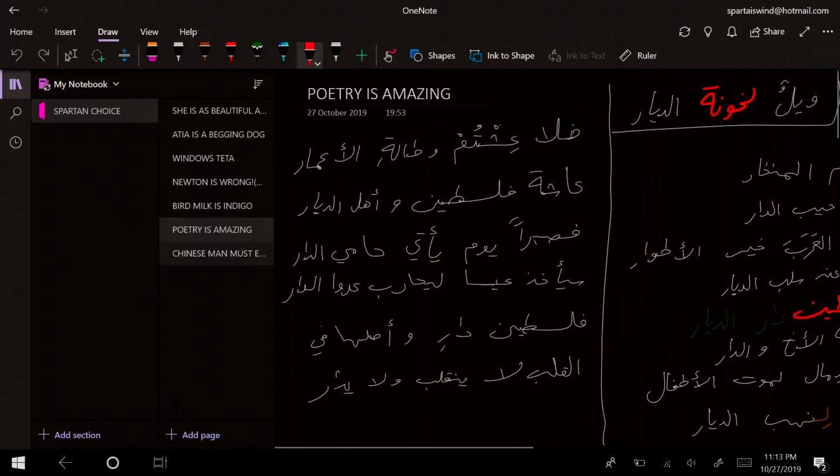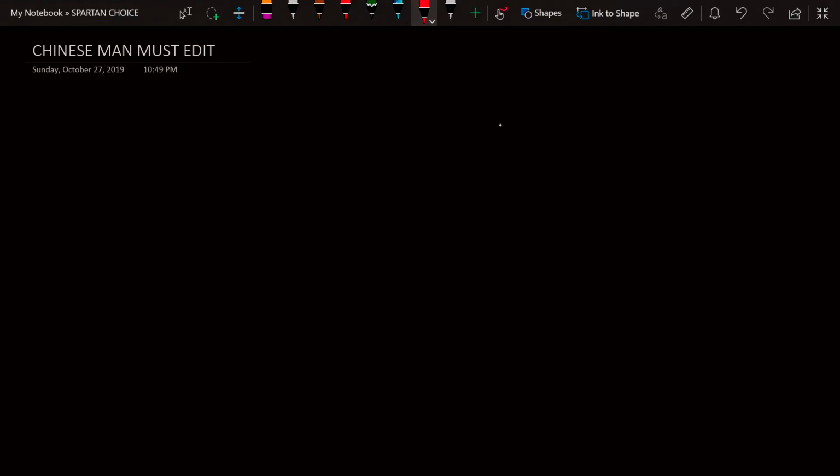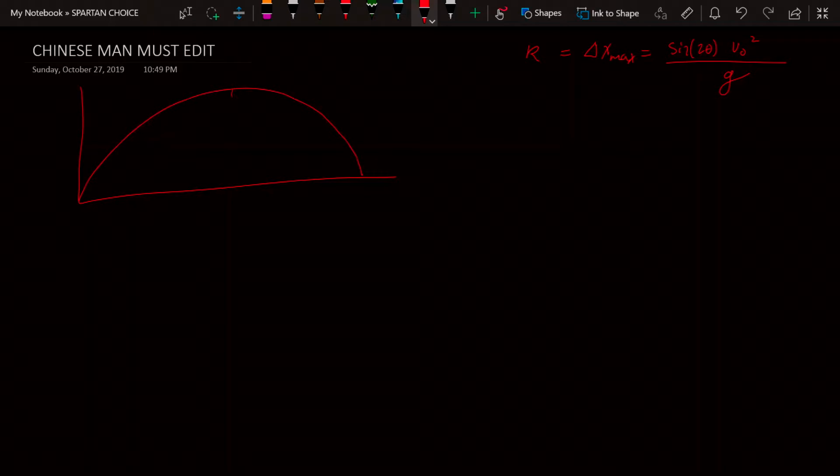Let me go to a new page. I'm going to rewrite this. Delta x max, which is equal to r, which is equal to sine 2 theta v0 squared over g, right? Okay, let me redraw the trajectory graph. We found r. Can we find r over 2? Of course, r over 2 is equal to sine 2 theta v0 squared over 2g, right? Now that we found r over 2, can we find the maximum height? Sorry about that, I meant to say maximum height.